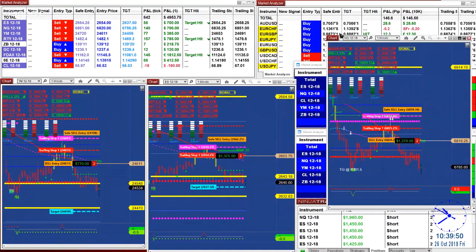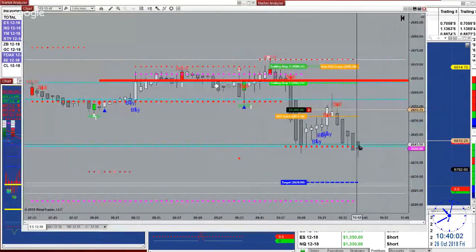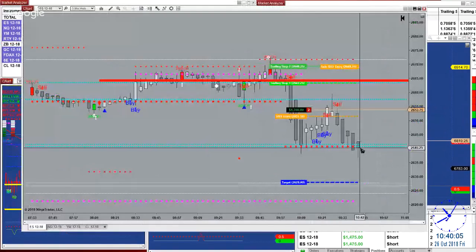As you see right now, the ES has broken down those levels. This is a good potential for the Nasdaq and the Dow Jones to break those levels. So right now, if we look at the real time frame, we are still not out of the woods on the ES.